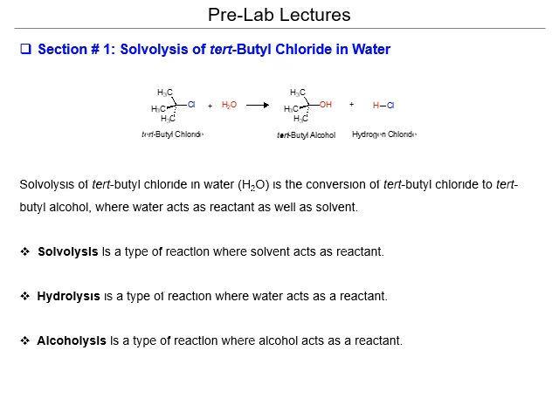So section 1 is going to be about the solvolysis of tert-butyl chloride in water. Solvolysis of tert-butyl chloride in water is the conversion of tert-butyl chloride to tert-butyl alcohol, tert-butanol, right? Where water acts as reactant as well as solvent.